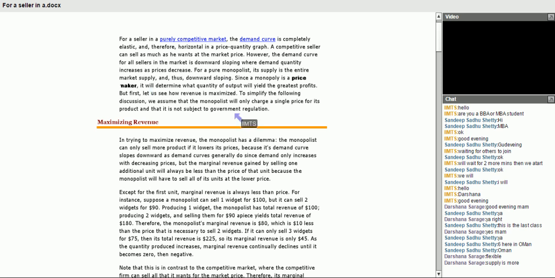For a pure monopolist, it supplies the entire market supply. Yes, he is the sole seller, so he has full control over the market. Like if I talk about petroleum, for petroleum, the Gulf countries are the sole sellers. They are the monopolist of that particular commodity.